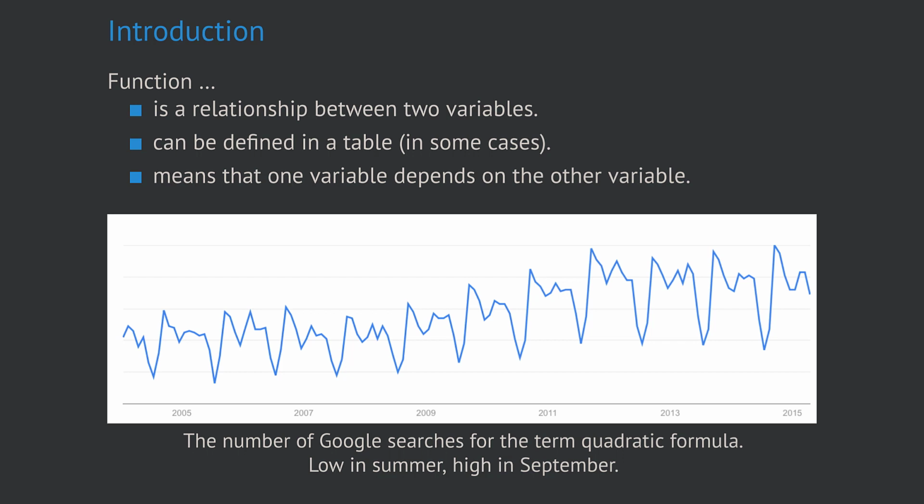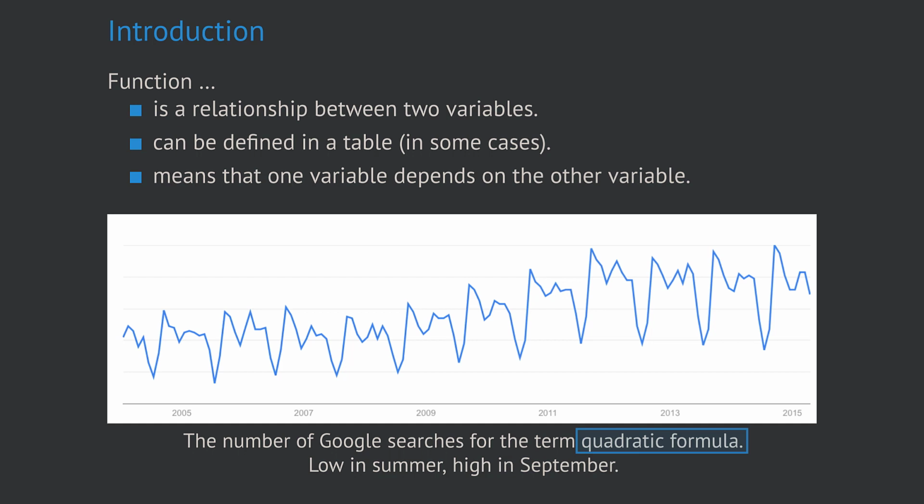The graphic you see is the number of Google searches for the term quadratic formula. Here, the time on the horizontal axis is the independent variable, and the number of Google searches on the vertical axis is the dependent variable. It's interesting to observe that apparently the number of Google searches for the term quadratic formula is low in summer and high in September.